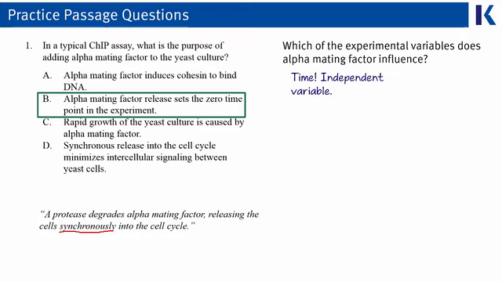It's actually kind of the opposite. Alpha mating factor freezes the cells at a certain point in the cell cycle, and only once alpha mating factor is broken down by a protease can the yeast culture continue through the cell cycle. And as for letter D, synchronous release into the cell cycle minimizes intracellular signaling. Intracellular signaling is completely out of scope for this passage. It's not mentioned at all, and that's why letter D is going to be out as well.